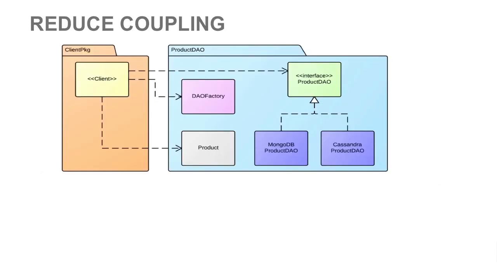Now, a software engineering aspect is that you would like to reduce coupling from a particular data store in your application. In this diagram, we have two parts in our application. We have a client package and we have a product data access object. The product data access object is a software component that encapsulates access to the database. So let's say for our products, we are using MongoDB, but at some point, for a variety of reasons, we may decide to switch to Cassandra, or vice versa.